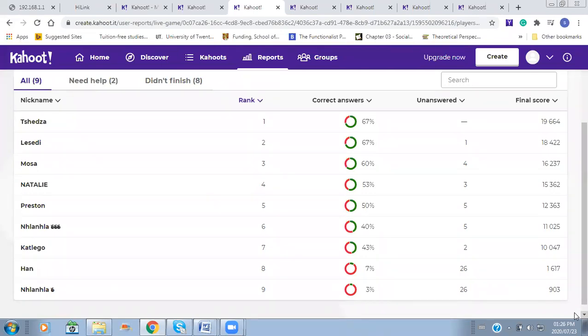Teza and Lesedi have got 67%, but Teza is in front because Teza was the first person to answer some of the questions. So that's why the final score for Teza is 19,664, followed by Lesedi, which is 18,600 and 422. So congratulations. And then we have come to the end of the class. If you have any question, you can ask before I close off.